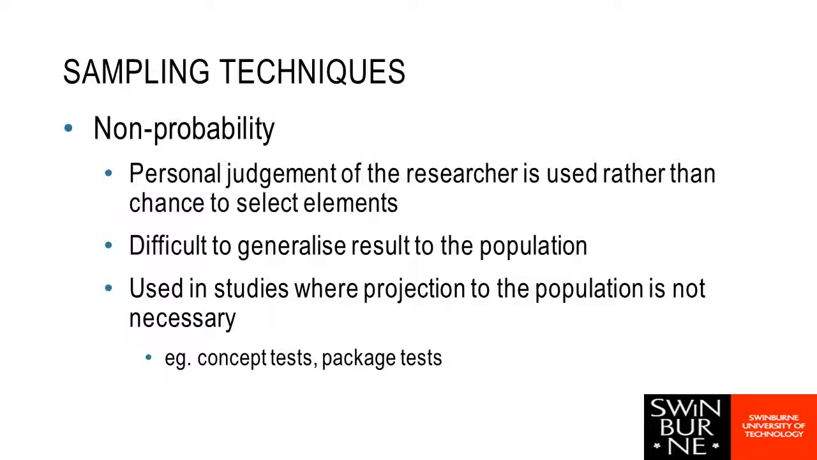The advantage of the non-probability methods is they tend to be a bit quicker and easier to use. So we might use them more for finding qualitative data, and for some of our earlier work before we go about a more formal and larger sampling in order to collect quantitative data.